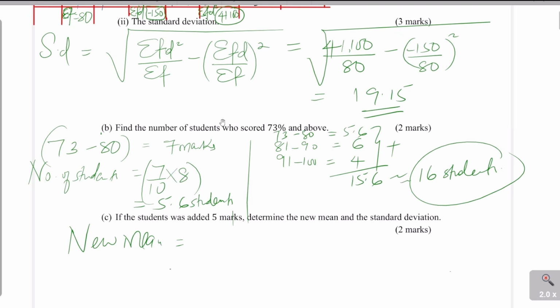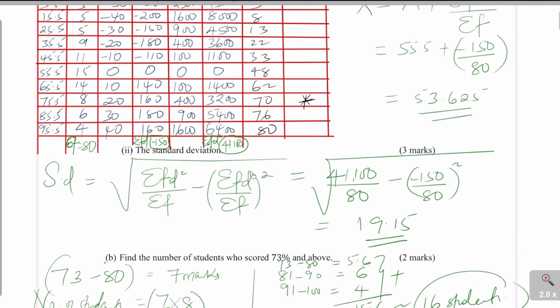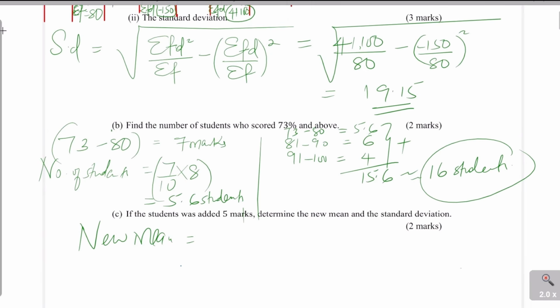So the new mean, the original mean was 53.625. So you simply add 5 and the new mean will be 58.625. So what about the new standard deviation? What happens to standard deviation when you add a constant value, these 5 marks to each student? The standard deviation will not change.